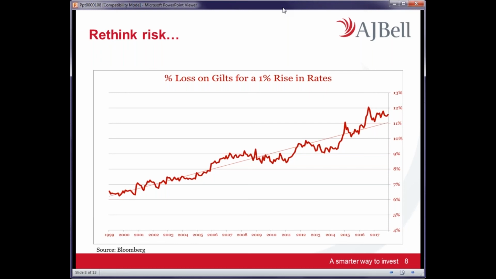Now, when I started managing fixed income money back in 1999, I recall very readily, you could buy a UK government 10-year bond on a yield of 5%. And if yields went up by 1%, you would lose 6% of your capital. Let's roll that forward to the present day, where the yield on a 10-year government bond is around 1.5%. But if yields rise by 1%, the value of that bond falls by 12%.